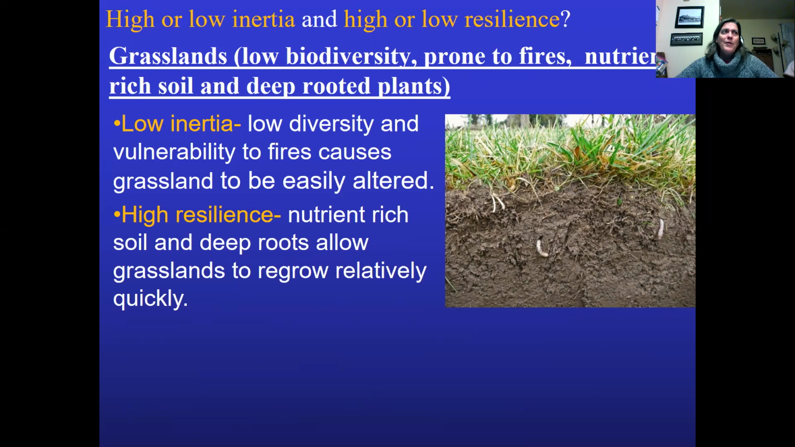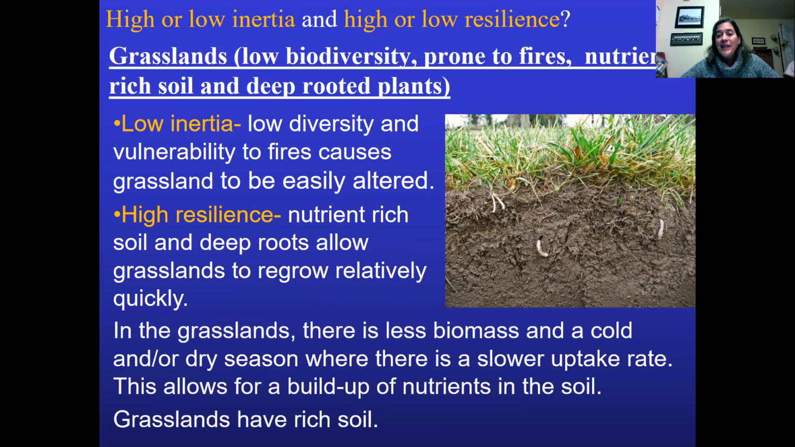We'll be hammering throughout various lectures just how underappreciated soils are. Again, with less biomass, those nutrients can build up in the soil. So again, we do a lot of our farming in former grasslands.